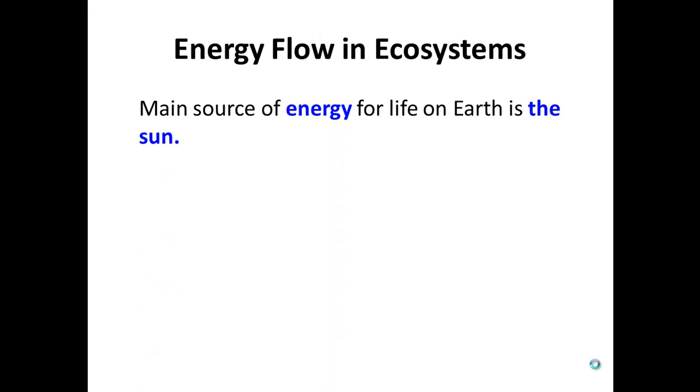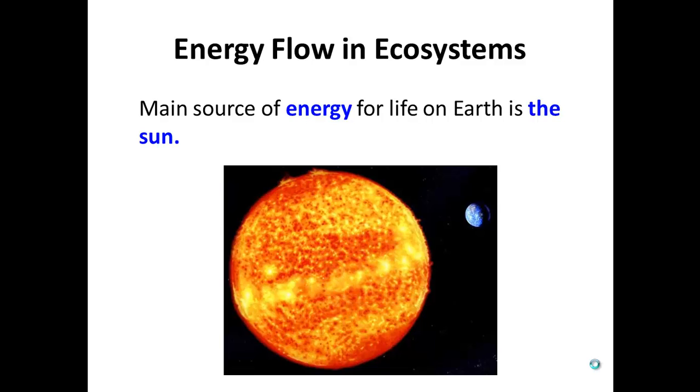So the main source of energy for all life on Earth is the sun. The sun is what gives energy to the plants, and then animals eat the plants, etc. Without the sun, plants would not be able to make their own food. Therefore, the ultimate source of energy is the sun.